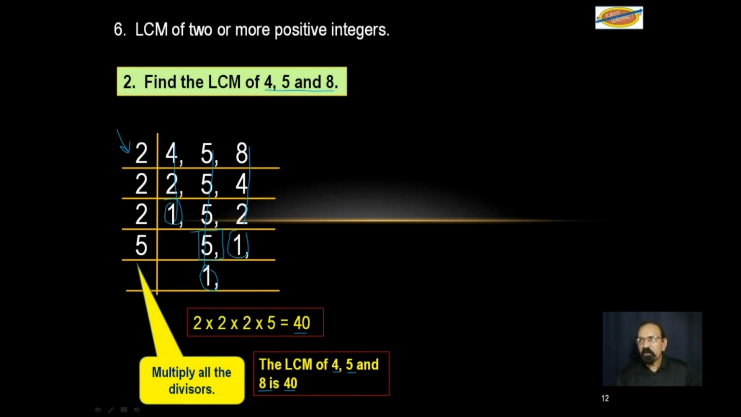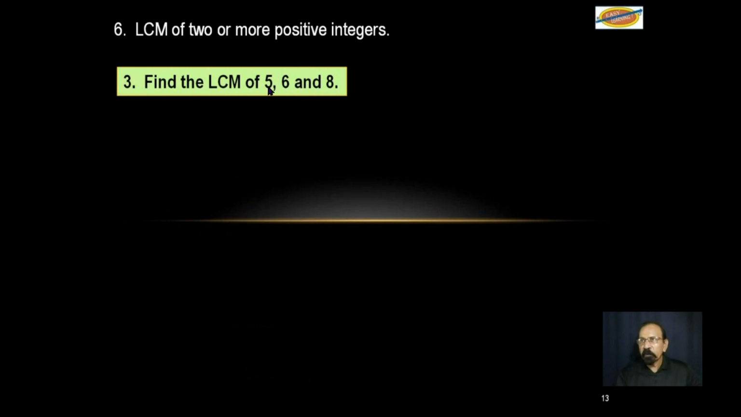It's the lowest common multiple, meaning it's the lowest number that 4 can go into, 5 can go into, and 8 can go into without a remainder. Lowest common multiple. Let's try one more that we also did before. 5, 6, and 8. So this is just a review.